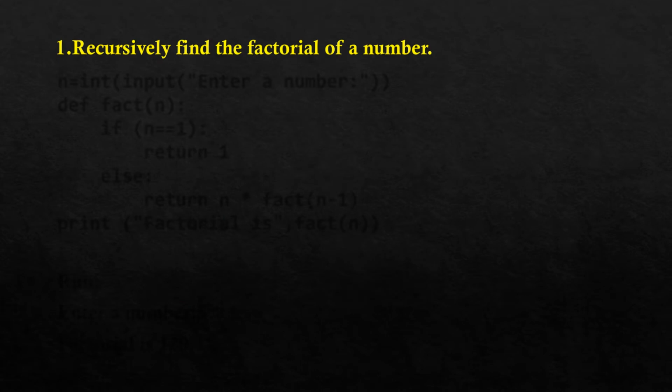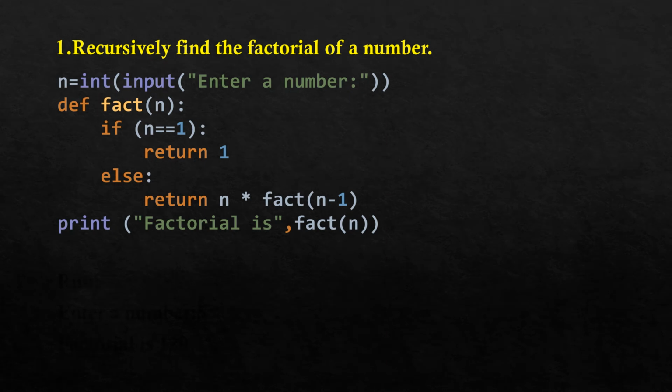Now let's begin with the first program. Recursively find the factorial of a number. Now, as you can see here we defined a recursive function called fact, which has taken a number n as its argument. When a function calls itself, then it is called a recursive function. Recursion is a technique for solving a large computational problem by repeatedly applying the same method to reduce it to smaller problems. It has two parts, base case and recursive step.